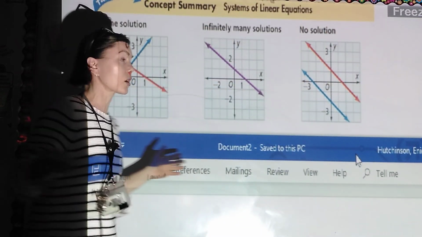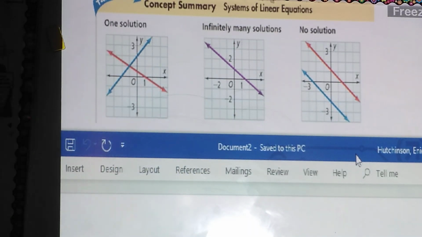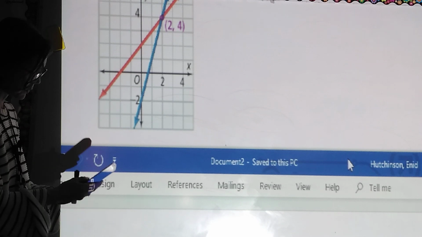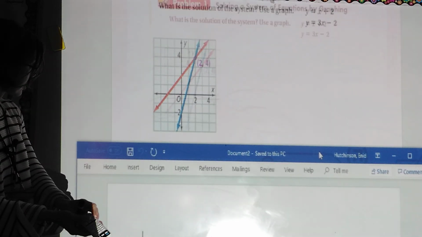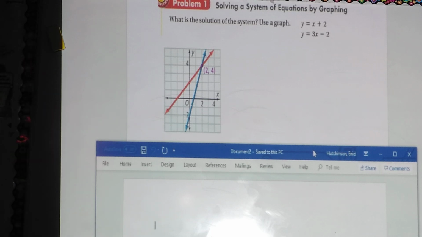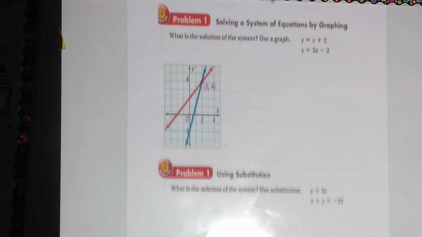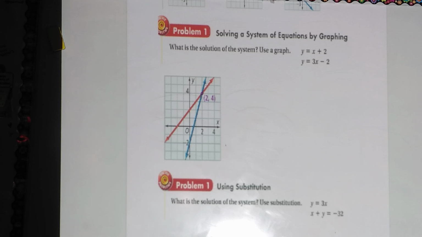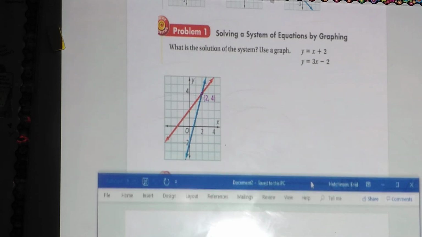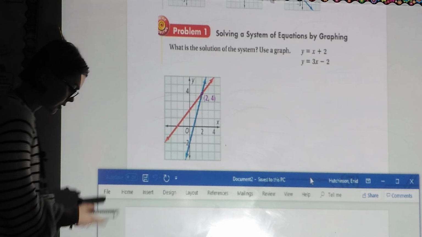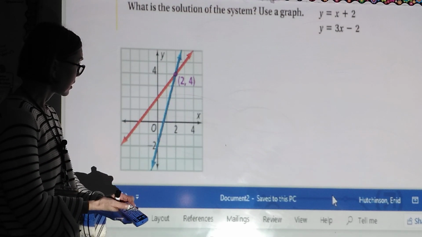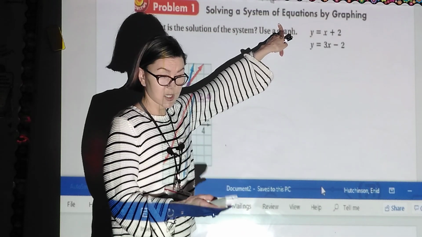So now I'm going to go to an example for you. Because we already know how to graph lines on a graph, I'm not going to spend a lot of time with this, okay? But here we go. It says, solve a system of equations by graphing. Let me make it a little bit bigger so you can see it in the video. There's the title right there, Solving a System of Equations by Graphing.